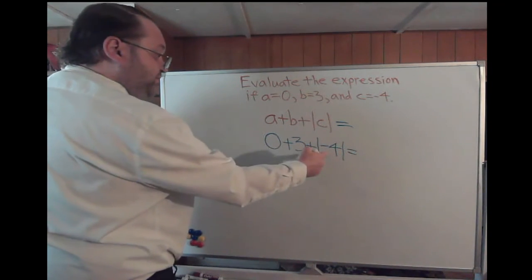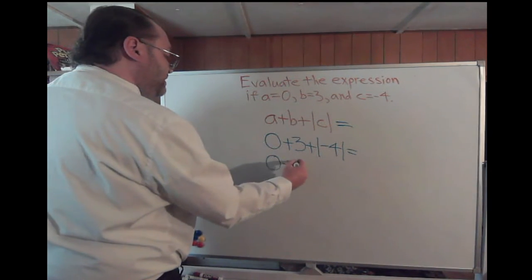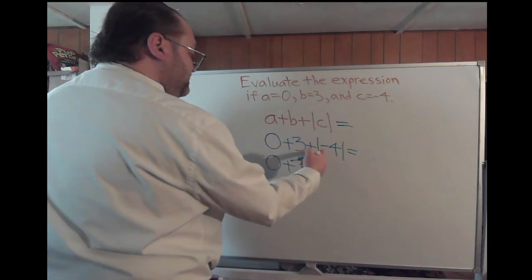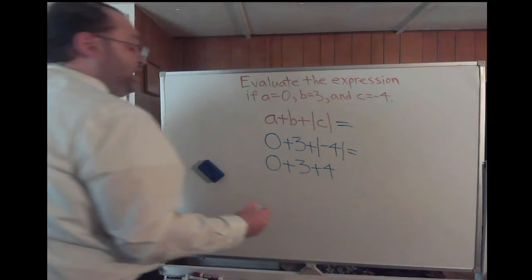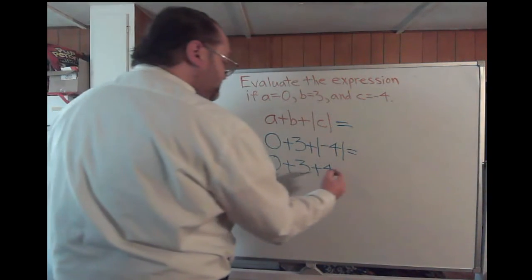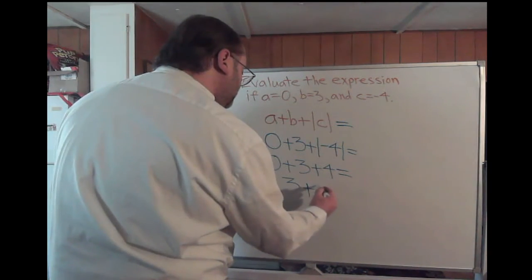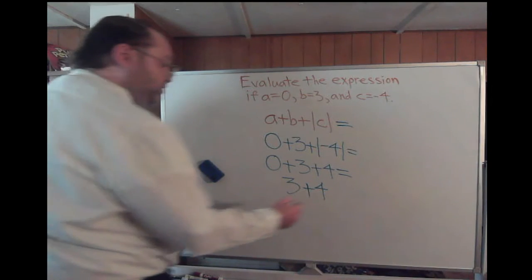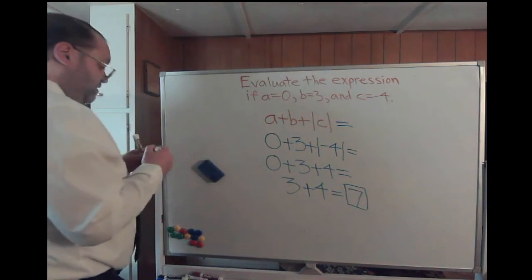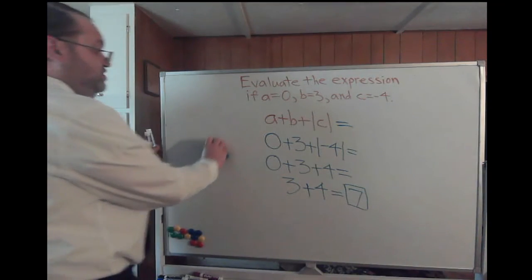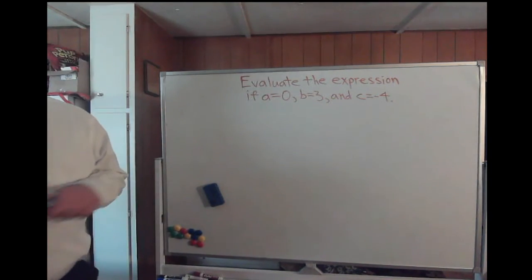Alright, well, the absolute value of negative 4 acts like parentheses, so you'll have 0 plus 3 plus, what's the absolute value of negative 4? That's positive 4. So now you have a simple addition problem. 0 plus 3 plus 4. Well, 0 plus 3 is 3. You'll be left with 3 plus 4, which is 7. So you would get 7. Alright? So just substituting these values in for these variables. Let's find something a little harder.